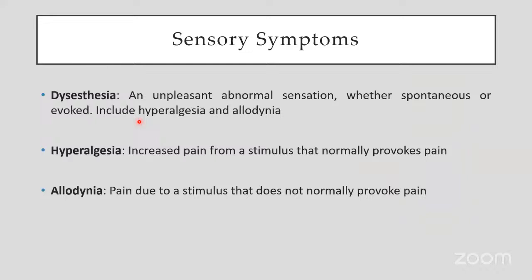Dysesthesia can be defined as an unpleasant abnormal sensation, whether spontaneous or evoked. This includes hyperalgesia and allodynia. Hyperalgesia is a sensation which is evoked. It is increased pain from a stimulus that normally provokes pain, while allodynia is pain due to a stimulus which should not normally evoke pain.